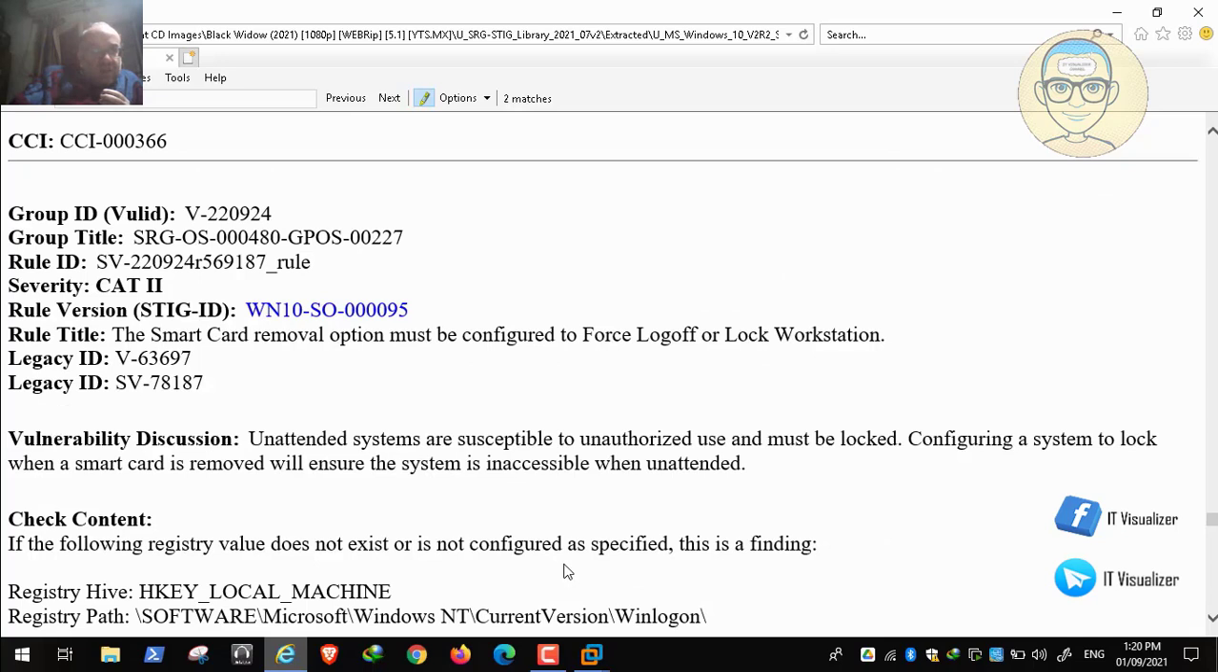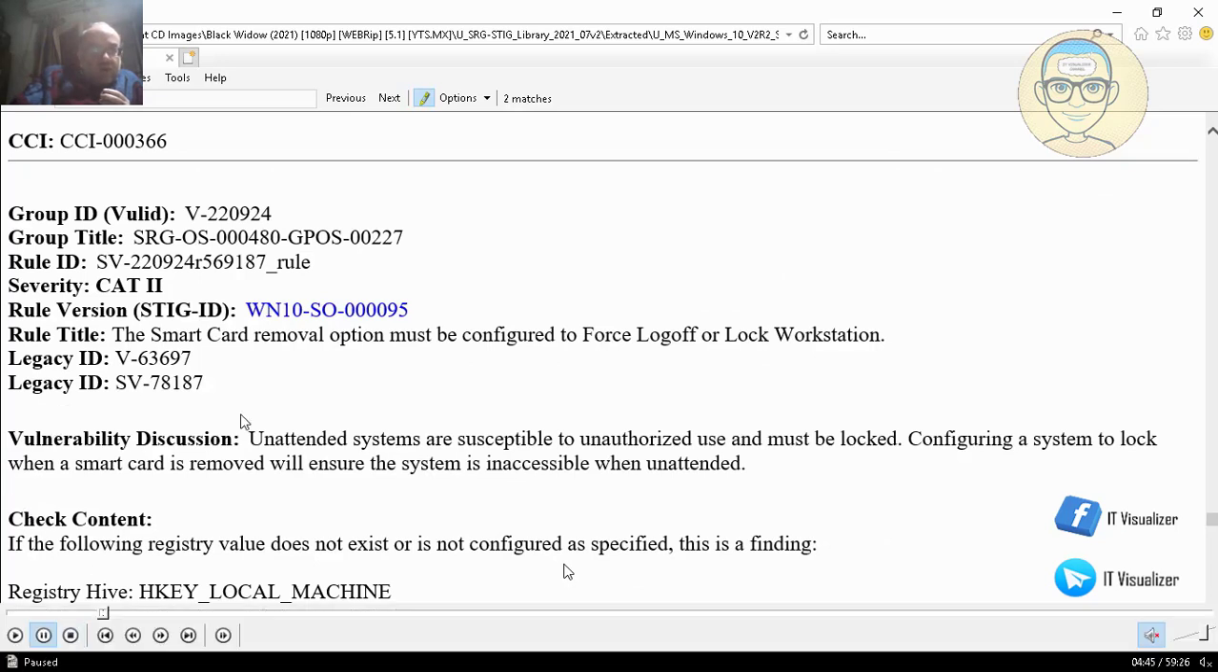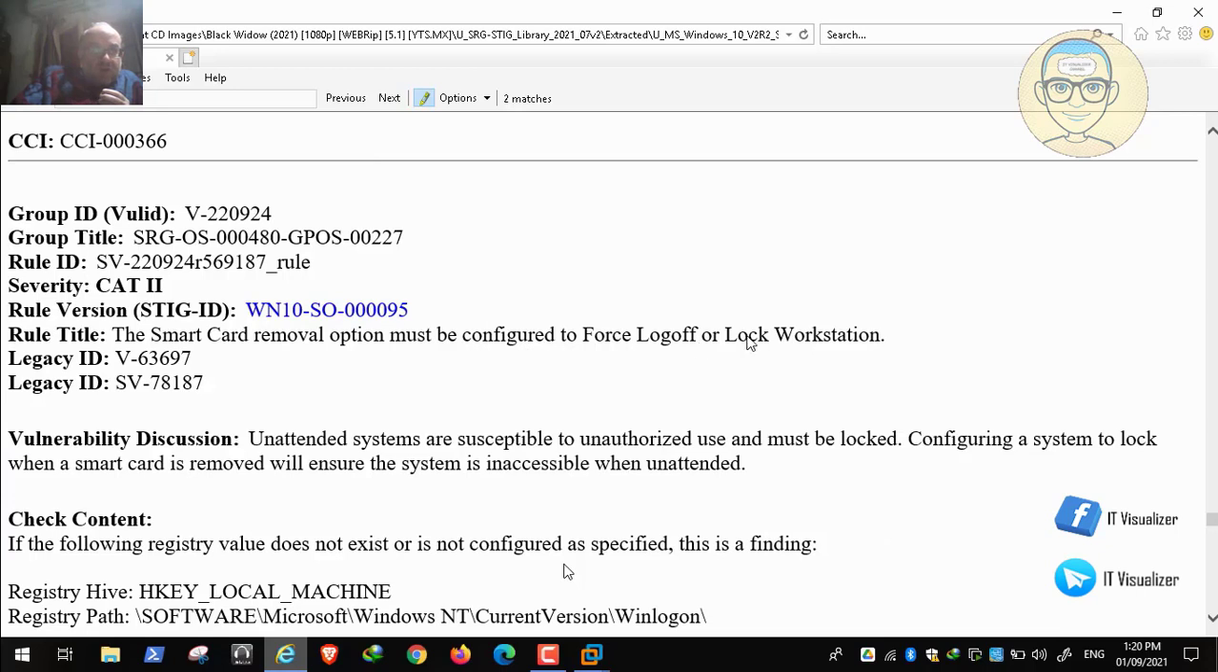And then he is saying that the smart card removal option must be configured to force log off or lock the workstation. So we all know smart card, it is a way to authenticate yourself to the domain, something like the password. I think the smart card is inserted in the PC in a way or another. Anyway, I didn't work with smart cards in my environment, but he's saying if you have a smart card, when you remove it from the PC, it should be configured to force a log off or lock the workstation.